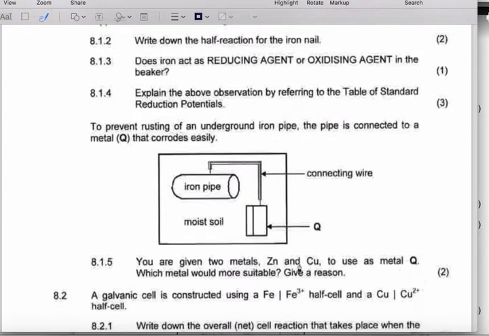So there's our zinc. So we would choose zinc. We would give the reason. Zinc is a greater reducing agent. That means it's more readily oxidized than iron, and therefore we would choose that as our metal Q.